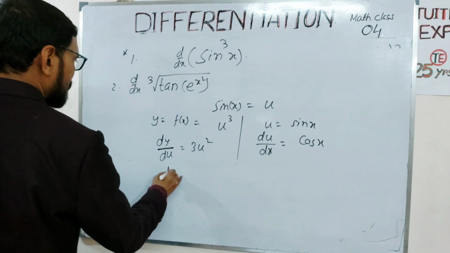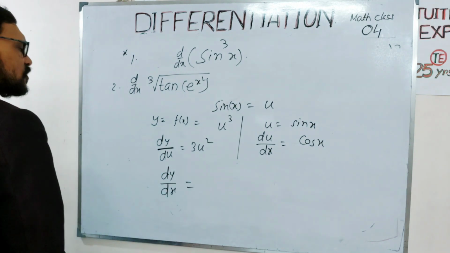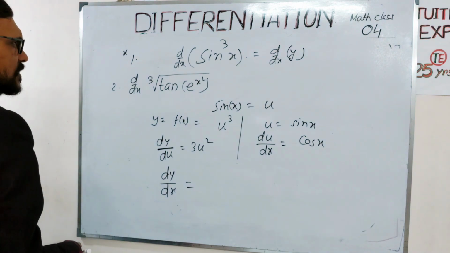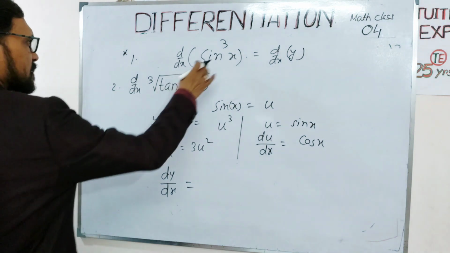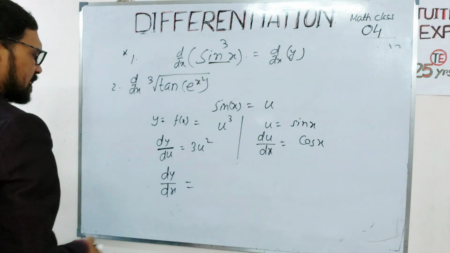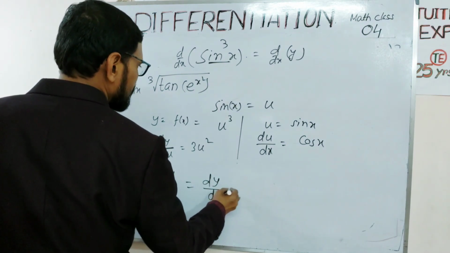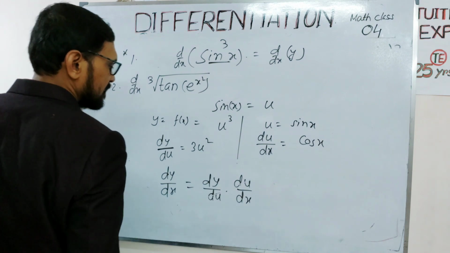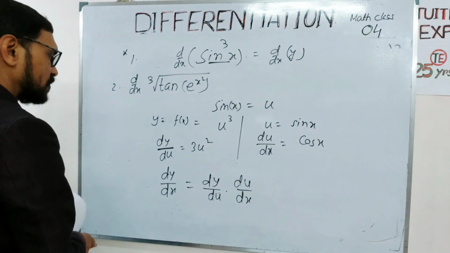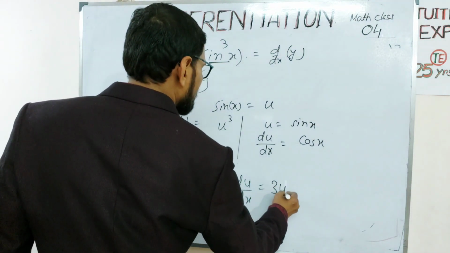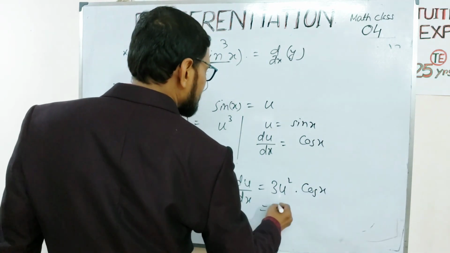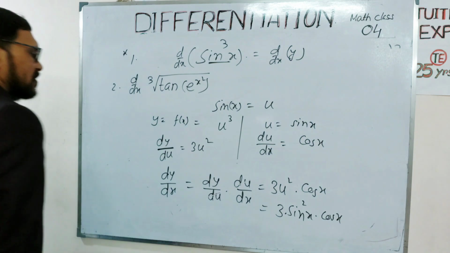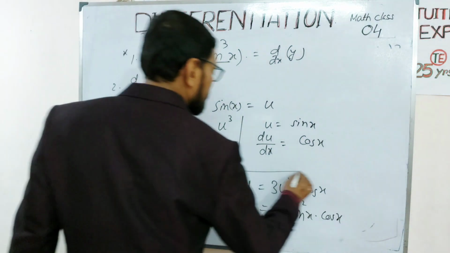Now we have to find dy by dx. Sin cube x is written as y equal to f(x), that is sin cube x. Now dy by dx equal to what? dy by du into du by dx. We can write this, and this cancels, this and this cancel, so we can write dy by dx in this way. Now dy by du, from this we get 3u square, and du by dx we get cos x. So this is the result: 3 into u square, u means sin square x, into cos x. So by chain rule method we apply this way, we get the result.